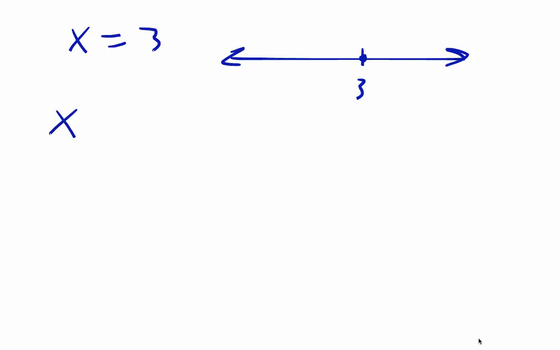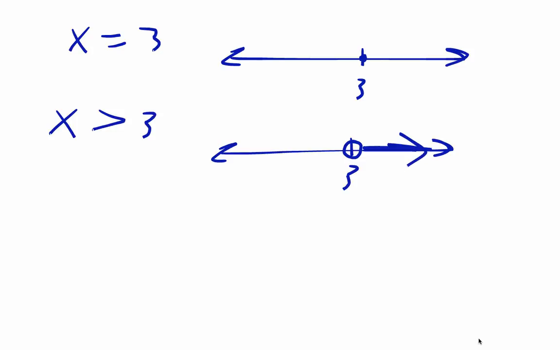If we had x is greater than 3, then we would, on the number line, go to 3. And since it's greater than, it's saying we don't want it to be 3, but we want everything greater than 3. So in math, the only way to show that we want everything greater than 3, but not to include 3, we would put an open circle, and then we would highlight everything to the right of that.